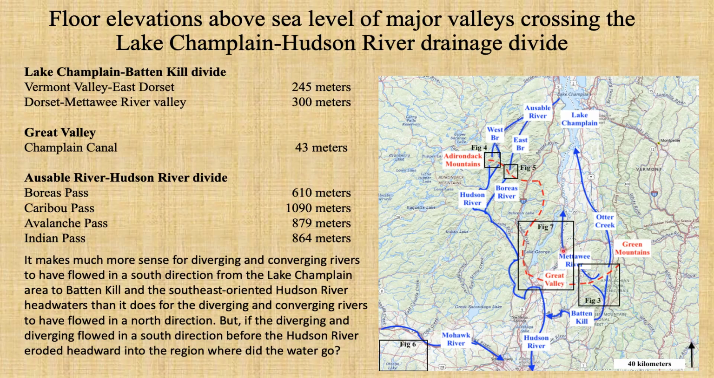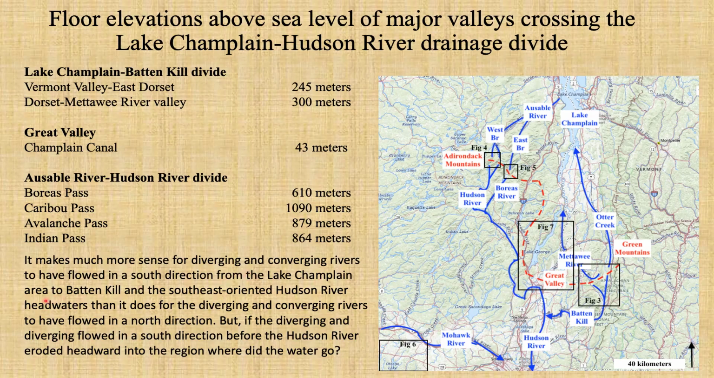Now, after I come down here, I want to show you evidence that the southwest oriented water that flowed across the Adirondacks probably flowed across also what is now the Mohawk River Valley down here. I'm going to show you that next, but then we will come over here and we will look at the Great Valley, which is the deepest valley that crosses the drainage divide.